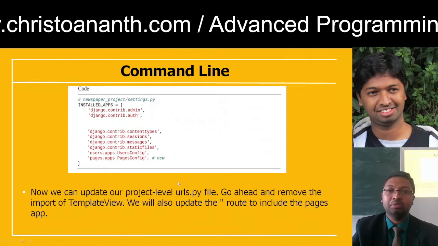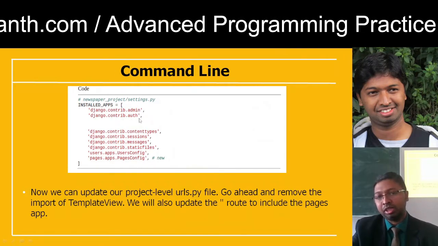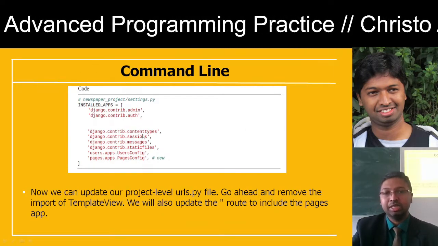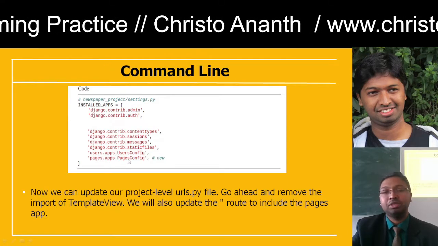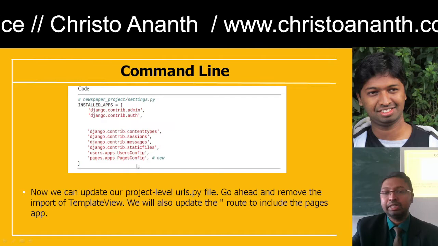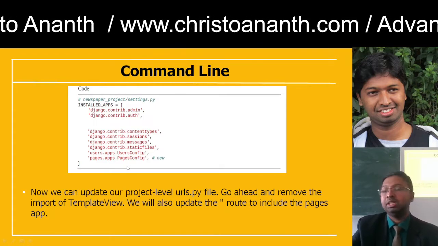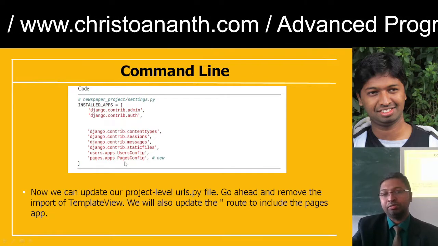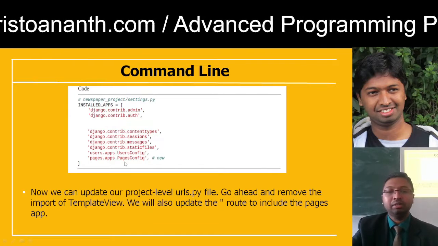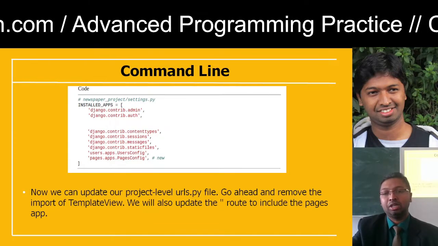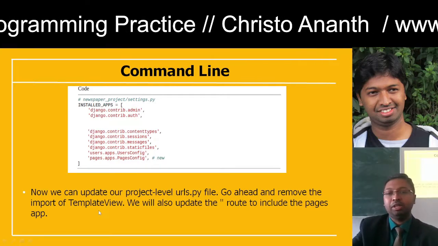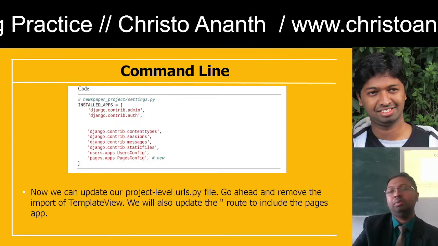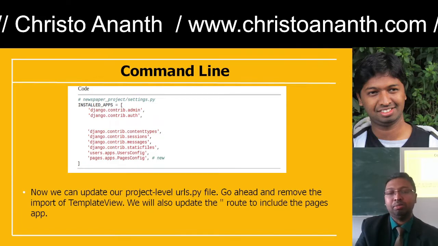So django.contrib.admin, django.contrib.auth, contenttypes, sessions, messages, staticfiles, then users.apps.UsersConfig, and this is the new line that you are going to add, pages.apps.PagesConfig. Okay, so you have to update the project level urls.py file, and you have to remove the import of the TemplateView. Okay, so you have to update this route to include the pages app.